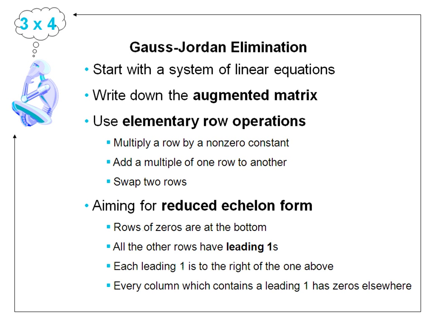We're aiming for reduced echelon form. The rows of zeros are at the bottom. All the other rows have leading ones. Each leading one is to the right of the one above, and every column which contains a leading one has zeros everywhere else. So essentially, because we're dealing with a 3x4, it will look like this.